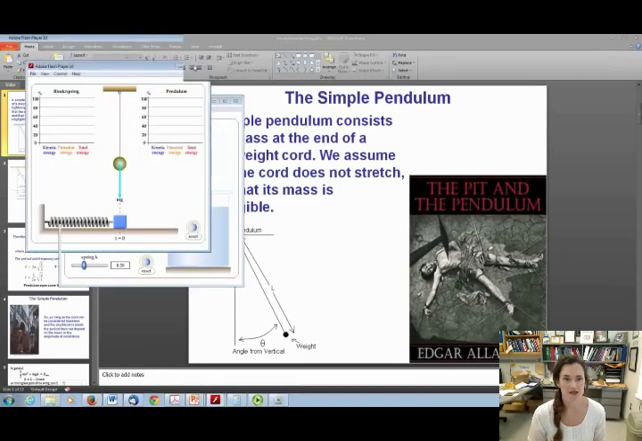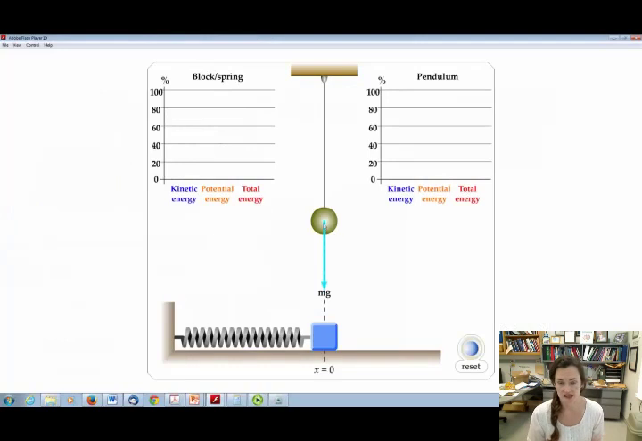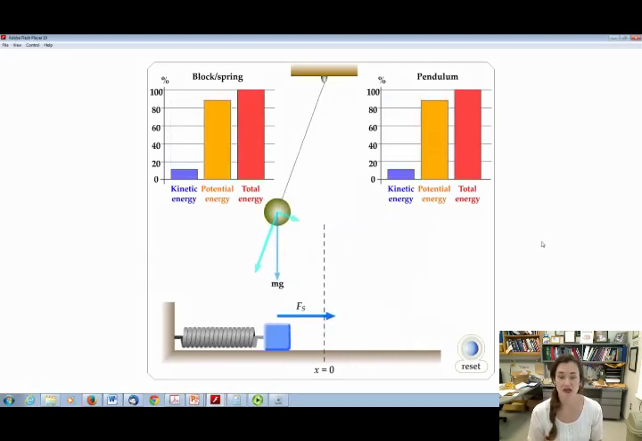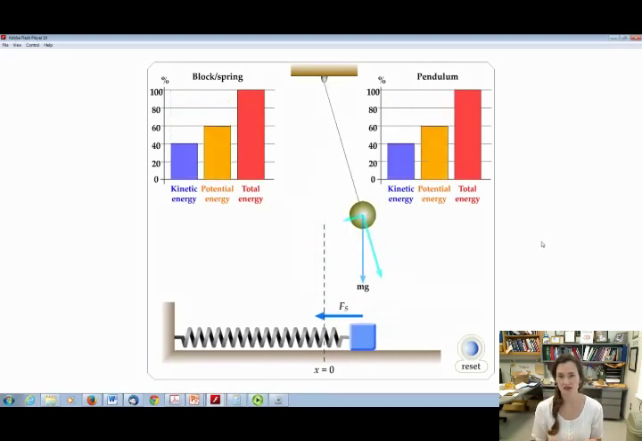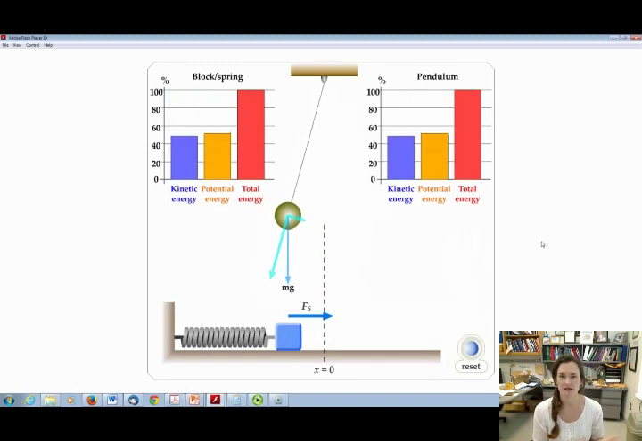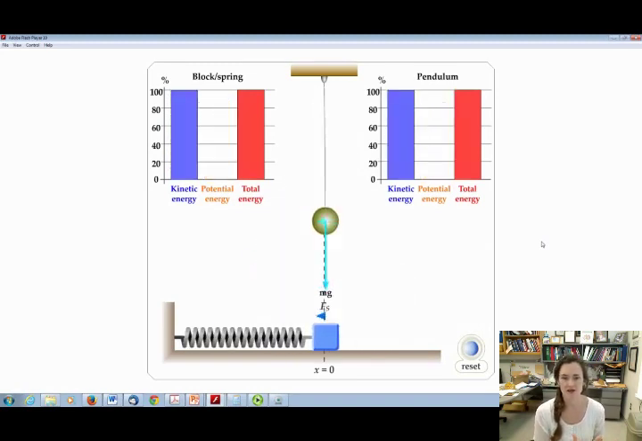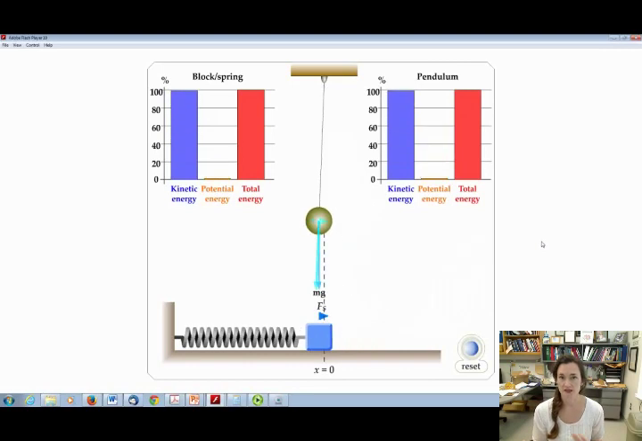And here is an interactive figure that you can use for simple harmonic motion. I'm going to post this on the website, and what you do is you just pull it back and then you let it go. You can see that if you've got the length of the string right and the spring constant right, you can get the period of the pendulum and the spring to match.